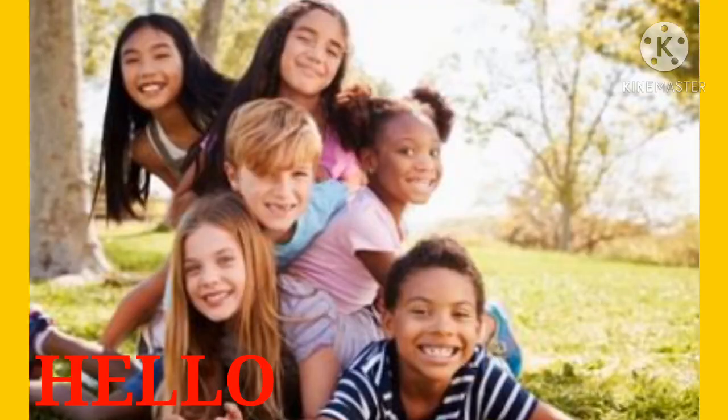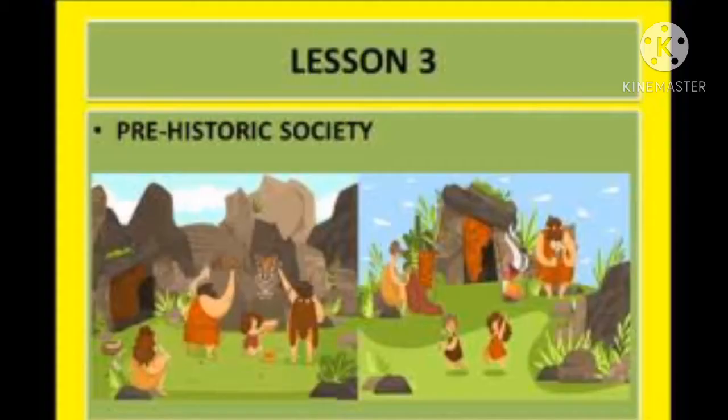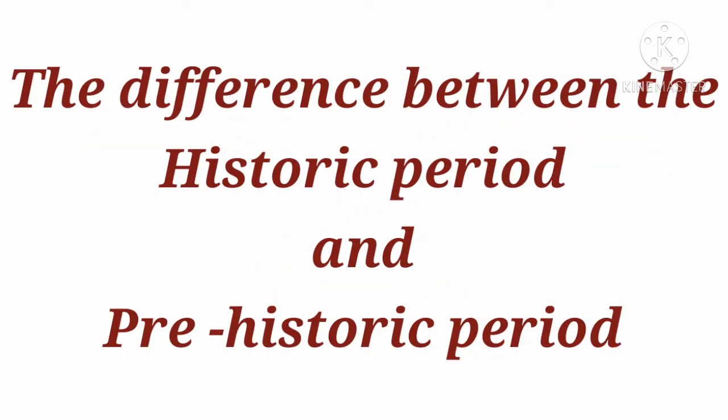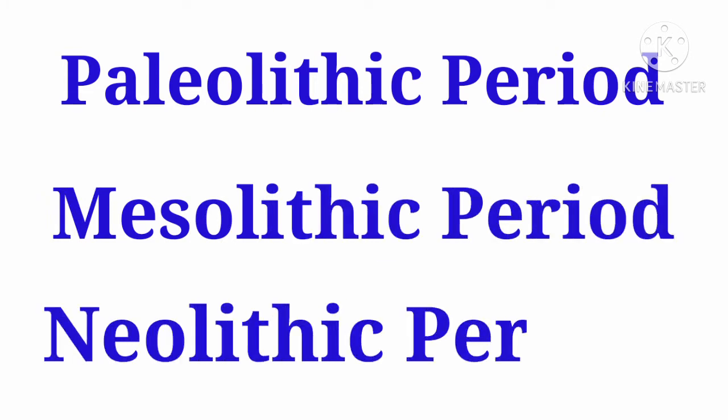Hello children, today let us learn the third chapter of history, Prehistoric Society. In this lesson, we will study the origin of human beings and development, the difference between the historic period and prehistoric period, the Paleolithic period, Mesolithic period and Neolithic period.